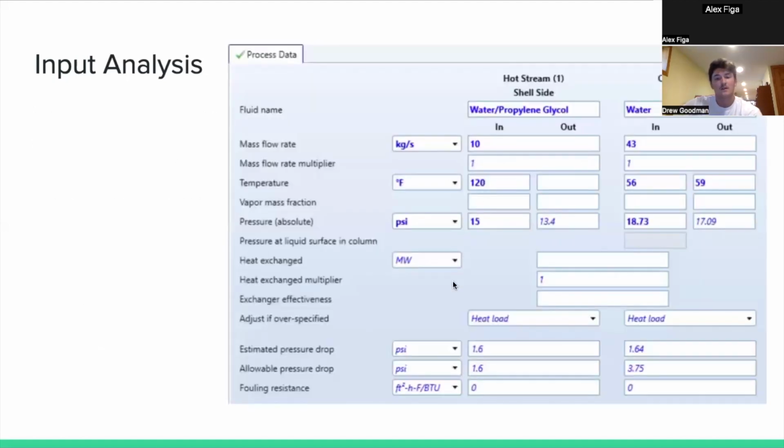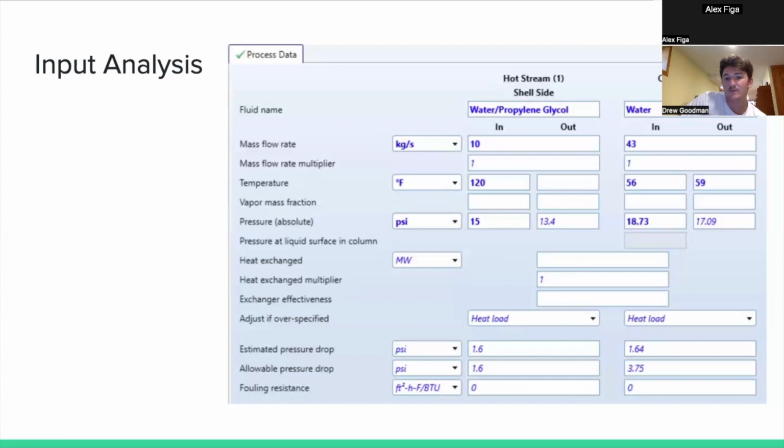This is what we input into the Aspen One technology designer to create the proper design for our shell and tube heat exchanger. The mass flow rate for the hot stream was 10 kilograms per second, and the mass flow rate for the cold stream was 43 kilograms per second. We decided on the 43 kilograms per second because that was the unit conversion from 1 million gallons a day of water. And the 10 kilograms per second just fit well with the 43 kilograms per second.